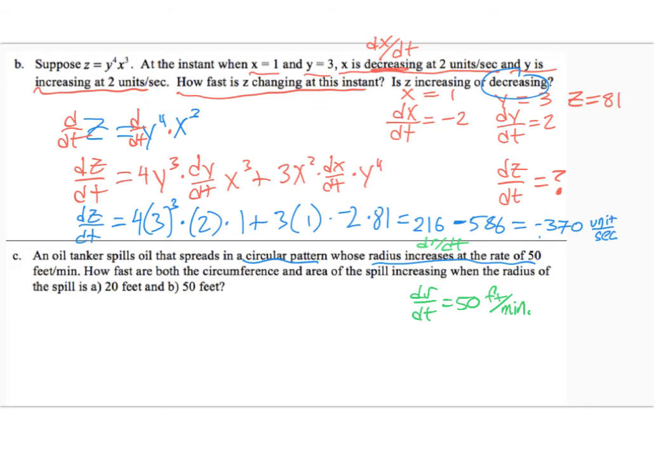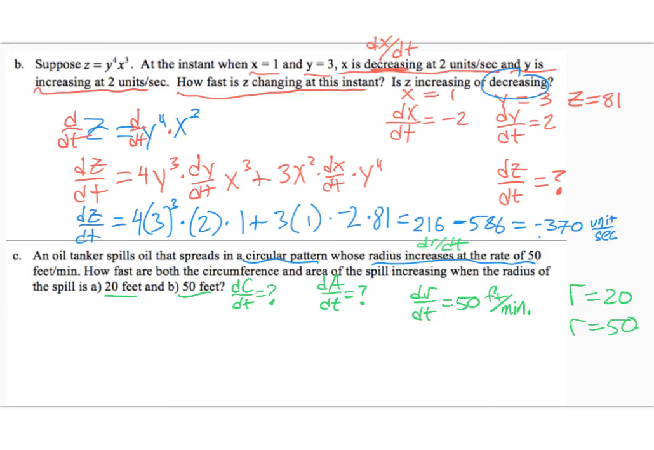How fast are both the circumference and area? Ooh, two different things. So that's dc dt and dA dt. We don't know what either of those are. When the radius is, and we're given two different values for the radius. So I'm going to do this problem twice. Once we get to the end, we got r equals 20 and r equals 50.